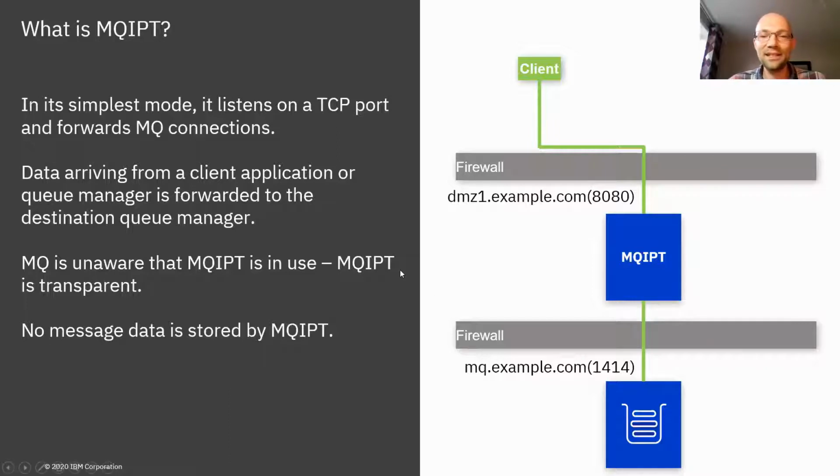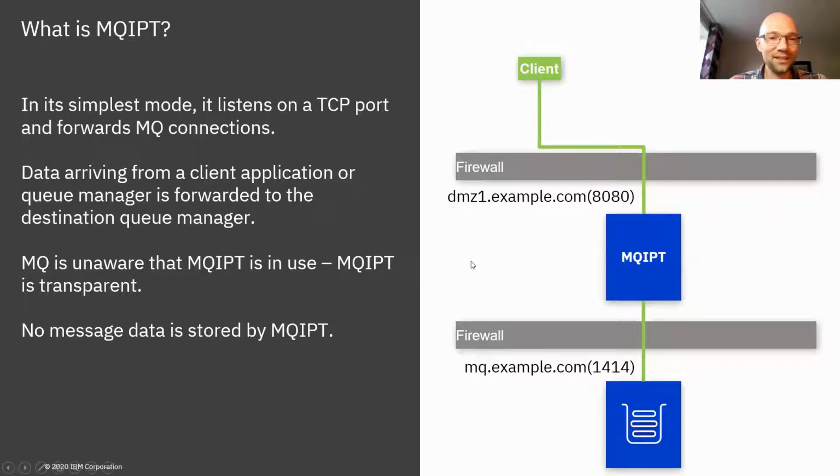Essentially what IPT does is simply forward that connection without the queue manager or the client knowing that there was anything in between. So it's essentially completely transparent to the endpoint. The other thing that's important about IPT is that it doesn't store any message data. It is simply a proxy that receives the data on a network port, looks in its configuration to see where it needs to send it on to, and then just forwards that data.